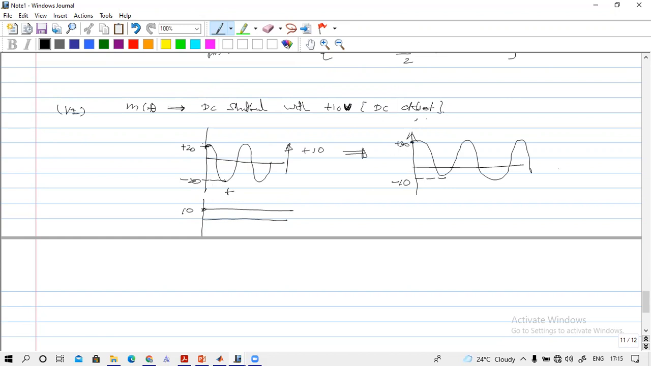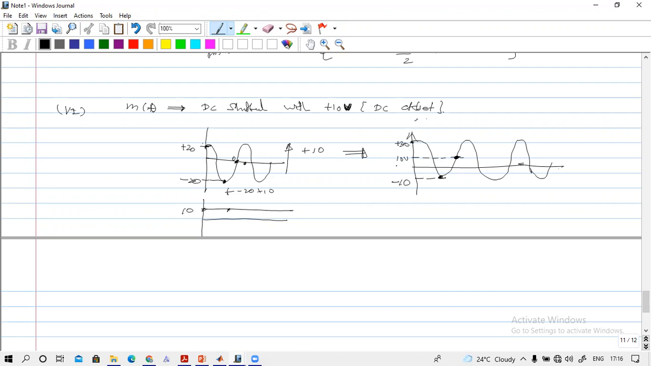Okay, at this point you have minus 20 and this one is 10. So minus 20 plus 10, it will shift to minus 10. And if you consider this point, it is zero voltage. 0 plus 10, it will shift to 10 voltage. Like this, the signal is shifting.